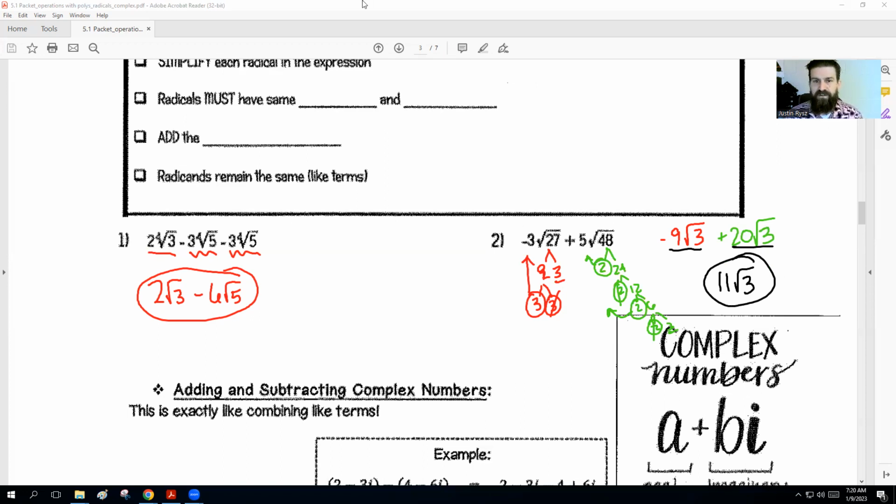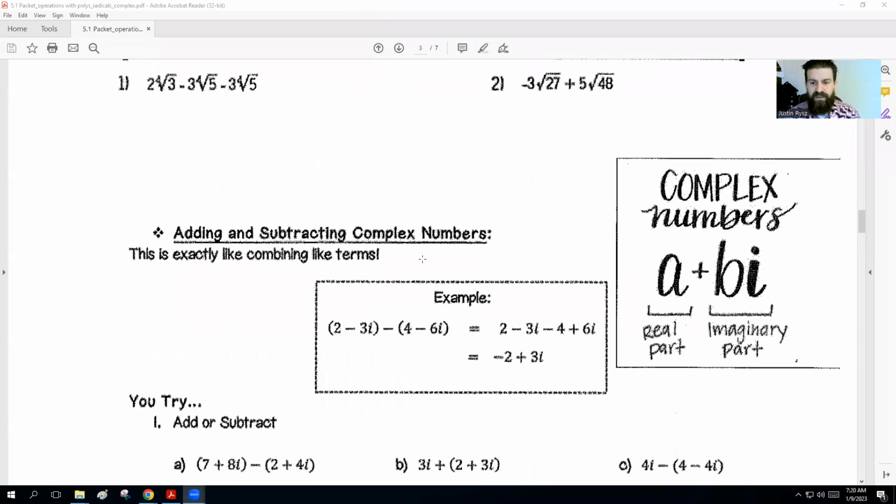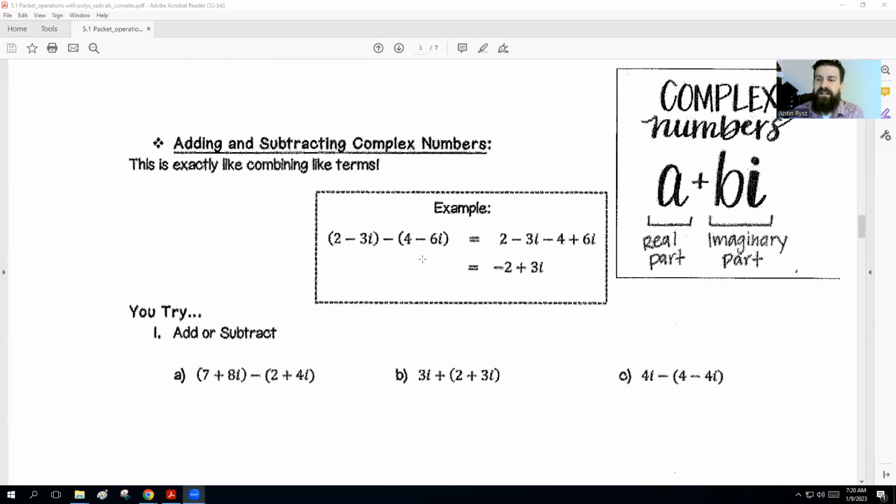Some other complex numbers that we can have, not just radicals, but remember with i's. When we're combining here, we have a real part and an imaginary part. We can only combine the reals with the reals. So we can only combine this 2 with the 4. 2 minus 4 is -2. Then combine the imaginary parts, -3i and a -6i. -3 minus -6 becomes +3i. Remember, we don't change the i, just like any other variable. We're going to leave it alone here.